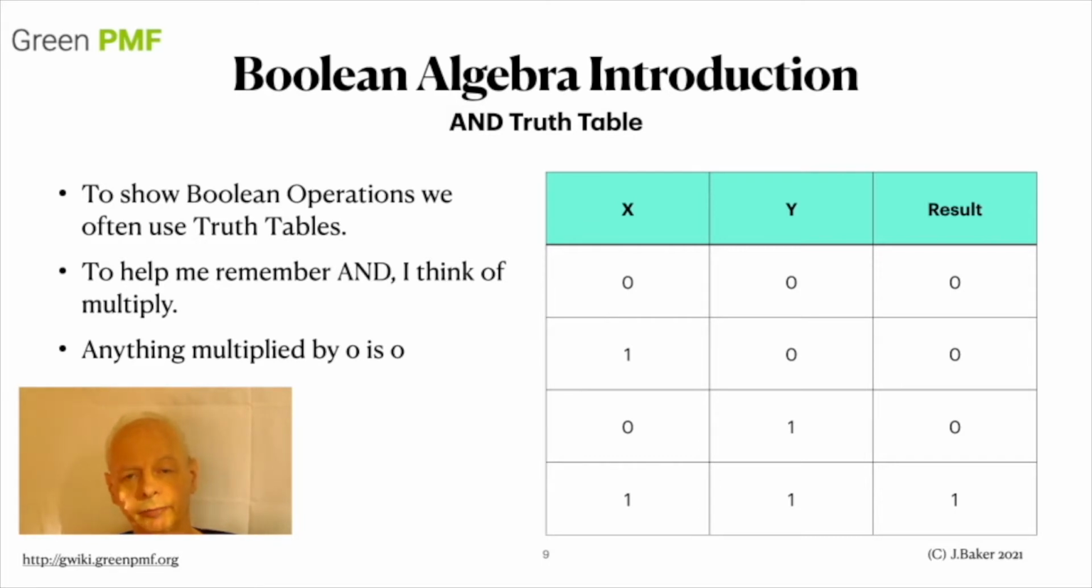Now to help me remember AND, I always think of mathematics multiplication, which is really quite simple. Anything multiplied by 0 is 0. So as we can only have 0 or 1, the only time you'll get a true result of 1 is when they are both true.